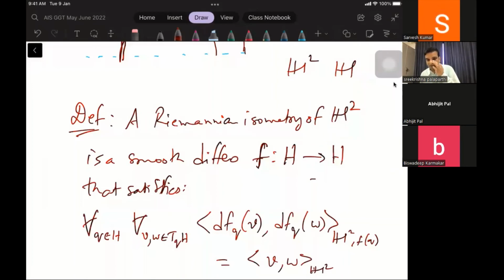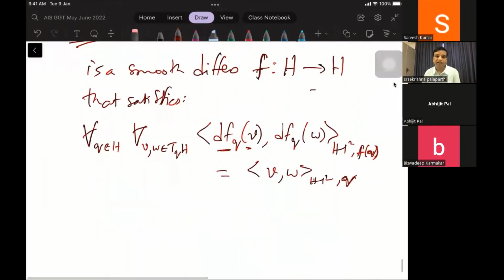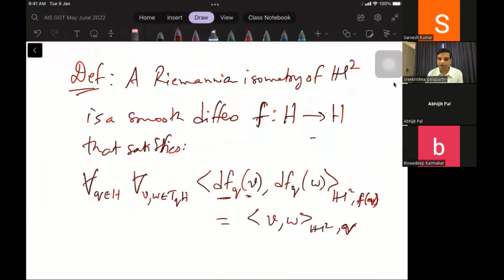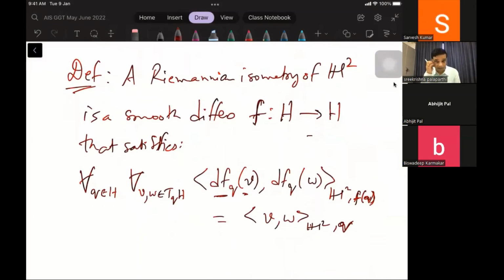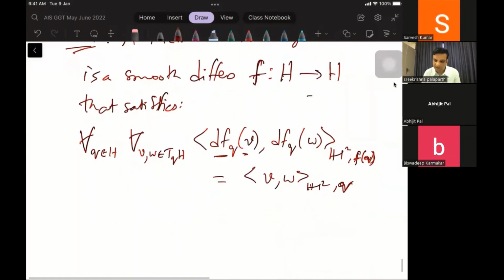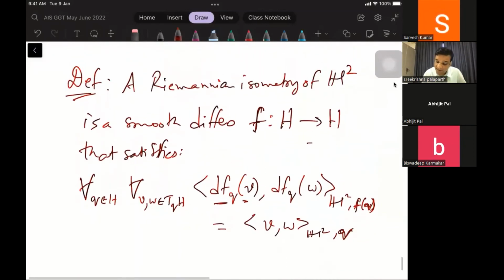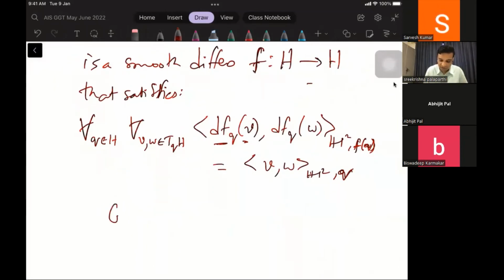is equal to the inner product of V and W, of course the H2 inner product. H2 inner product means it is 1 by y squared, etc. This is at the point Q, and this is at the point F of Q, because DF transports vectors from the tangent plane at Q to the tangent plane at F of Q. So these inner products should agree, and then you call this map, which is already a smooth diffeomorphism, a Riemannian isometry. These are the right automorphisms in the category of Riemann surfaces. This naturally, like we announced in the first lecture, will automatically form a group, which we'll denote as isometries.